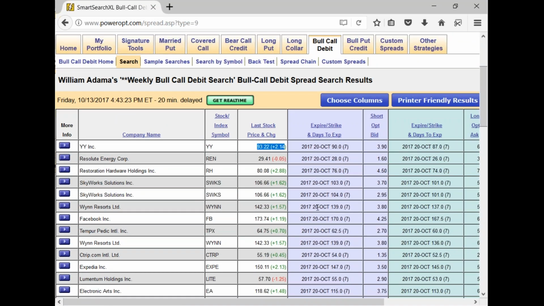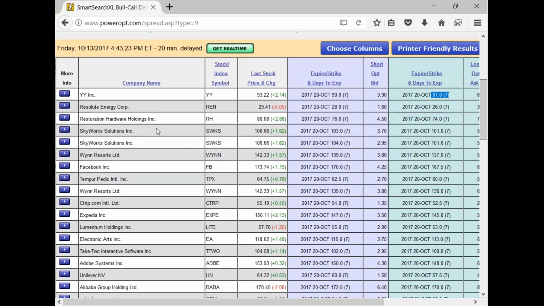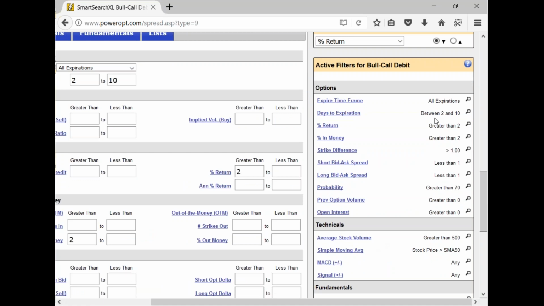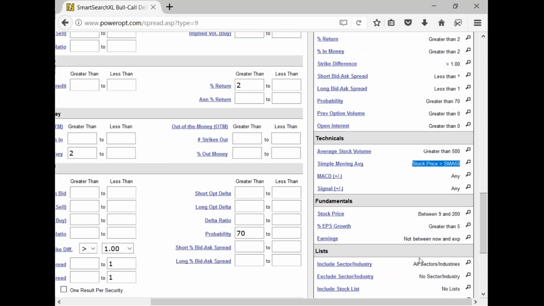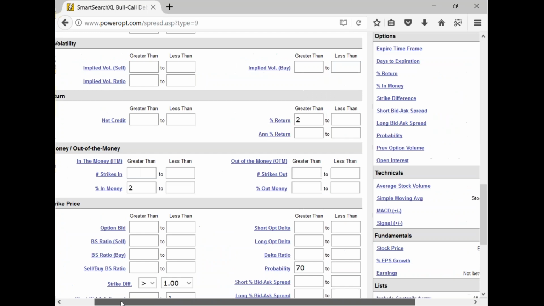YY 9322, a weekly 90 to 87 strike. Okay, and then we've also got Restoration Hardware, Skyworks Solutions, Wynn Resorts. The criteria being used: we want at least strike difference greater than 1, percent in the money greater than 2, percent return greater than 2. You can customize these, probability there. And we're looking for stocks trading above their 50-day moving average, greater than 5% earnings per share growth, earnings not between now and expiration. I may even consider adding a MACD into this particular screen.